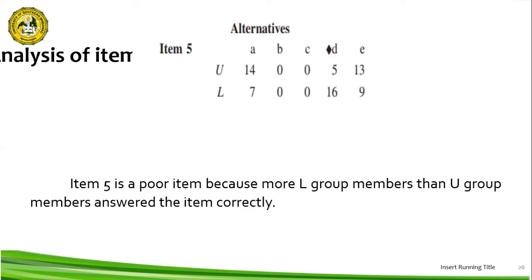Now, in item 5, only 5 from the upper group got it right, while 16 in the lower group got it right. Item 5 is a poor item because more lower group members got it correct than upper group members. So this item is a poor item. So that ends my report.